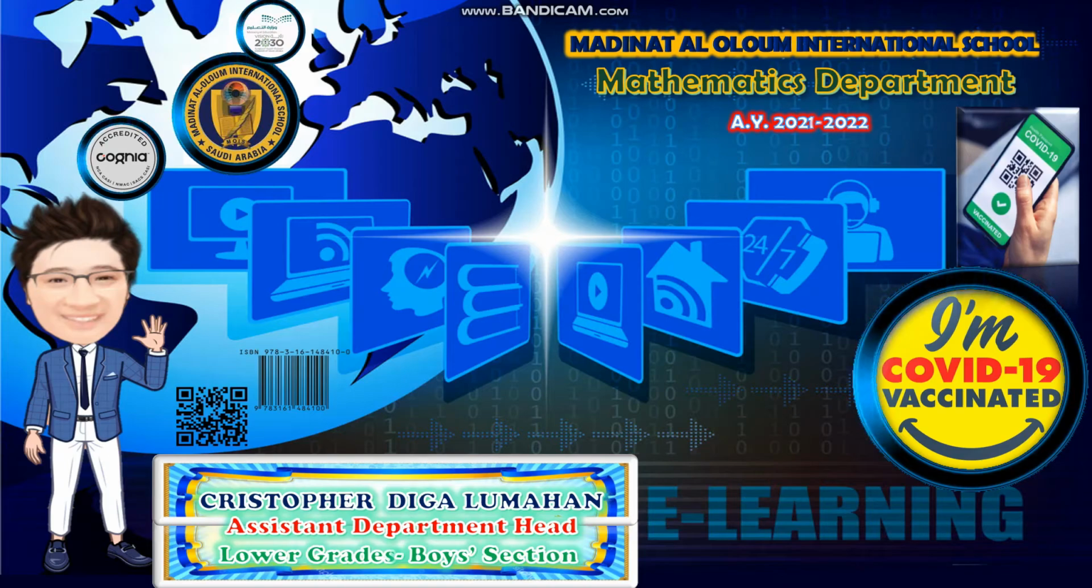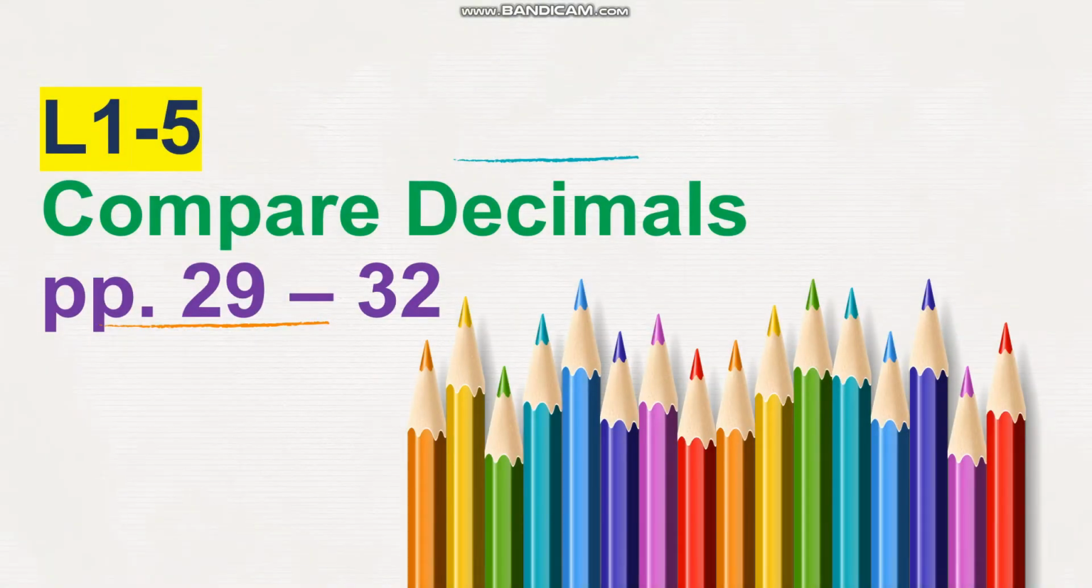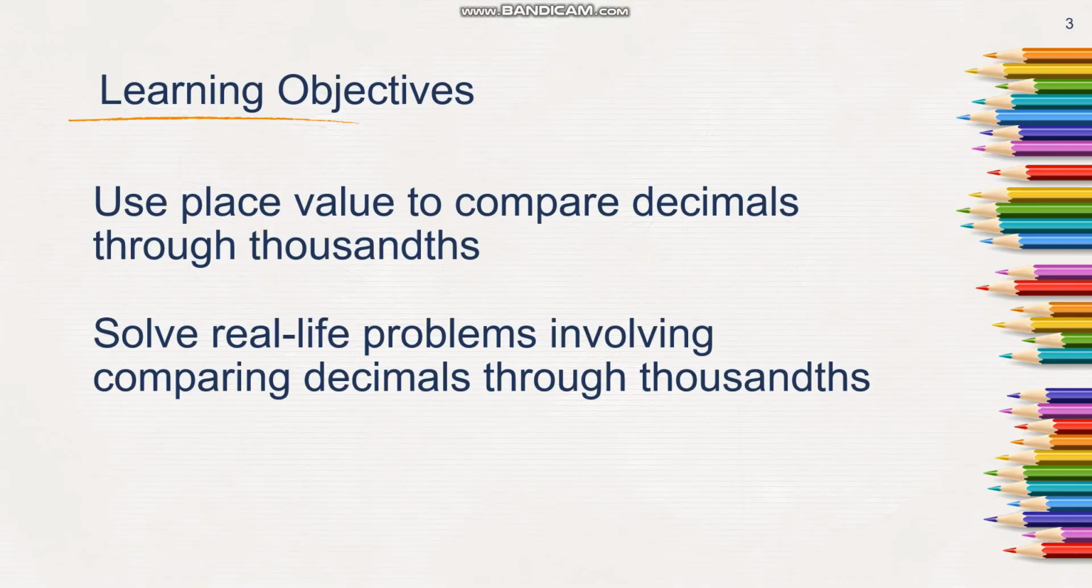Good morning, everyone. Our topic for today is Lesson 1-5, Compare Decimals. And you will find this lesson on pages 29 up to 32 from your book. Here are the learning objectives for today's lesson.